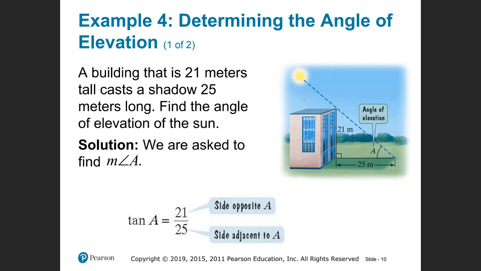Again, this happens to be using tangent. The tangent of the angle A involves the side opposite A. Excuse me, the side opposite A is 21 meters. The side adjacent to A is 25 meters. So tangent of A is 21 over 25.